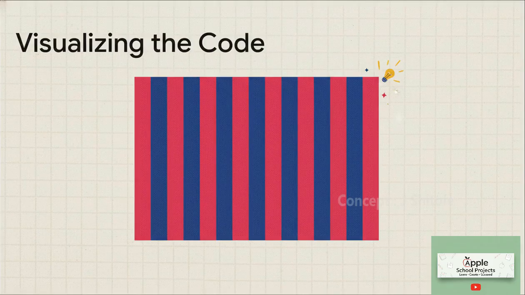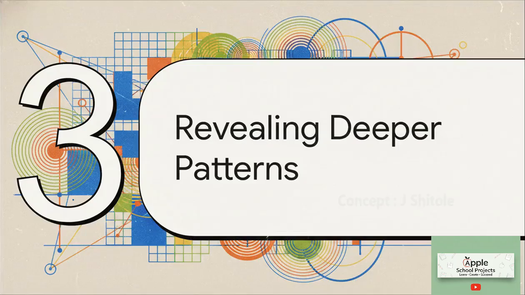And whoa, look at that. The grid just completely transforms. All of a sudden, you've got these perfect alternating columns of color. That right there is our first big aha moment. It shows us that math isn't just about crunching numbers. It's about seeing the beautiful structures they create. But that was just scratching the surface. It gets way cooler.